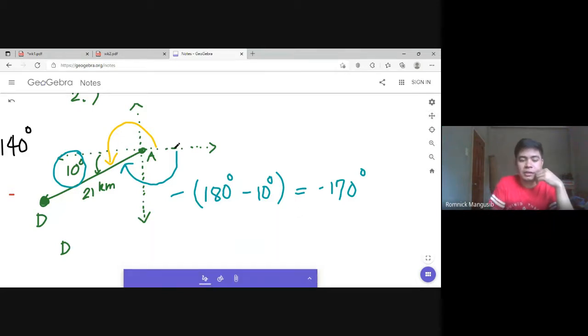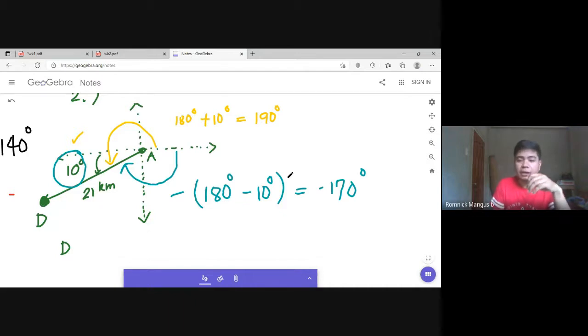In a counterclockwise rotation, it is now 180 degrees. Dagdagan mo naman ng 10 degrees. Kasi nakikita natin, it exceeds 180 degrees. As you can see, this is 10 degrees. So the angle is 190 degrees. So we have 190 degrees for counterclockwise. For clockwise, we have negative 170 degrees.